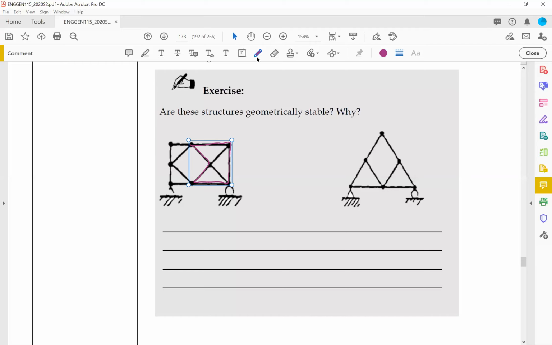Which means that actually these two joints here can't move relative to each other. They can't move closer, they can't move further apart from each other. That means that this square will not change its shape no matter what. And because that square is the only part where we thought might have been unstable, this structure is in fact stable.